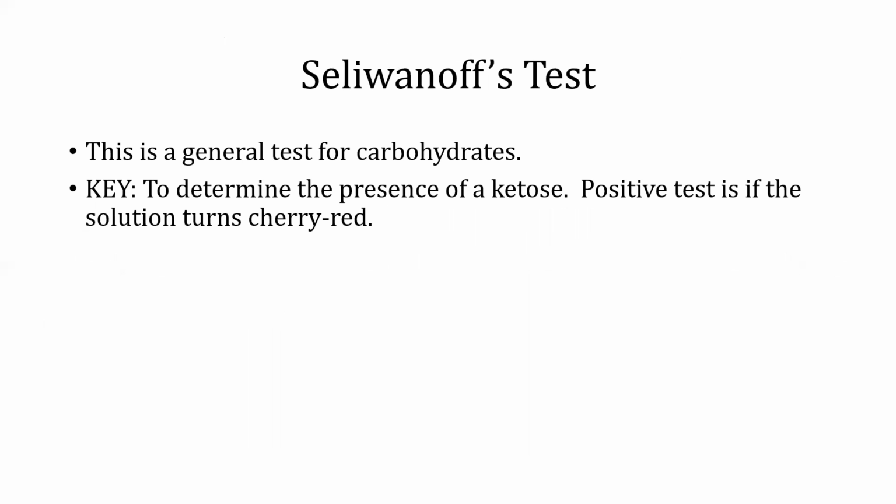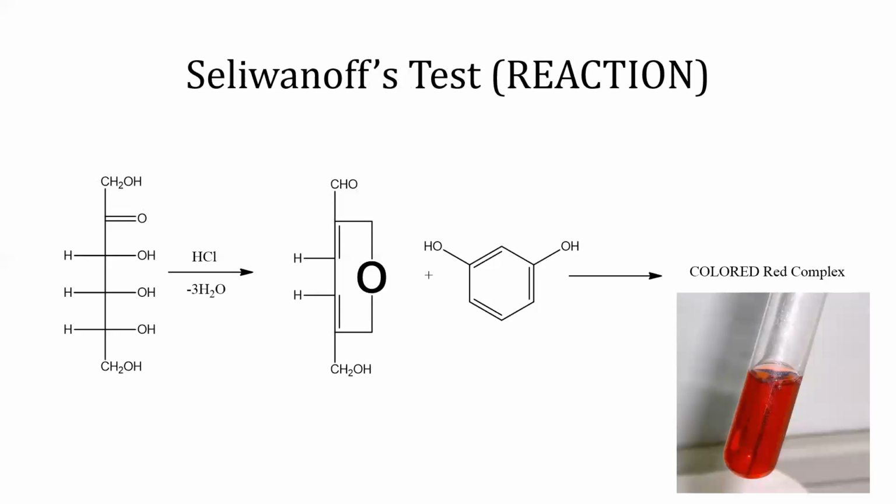Seliwanoff's test is used to test for the presence of a ketose in a carbohydrate. A positive test results in the solution turning cherry red. This reaction here shows how a ketose with the reagent shows a colored cherry red solution, confirming a positive result.